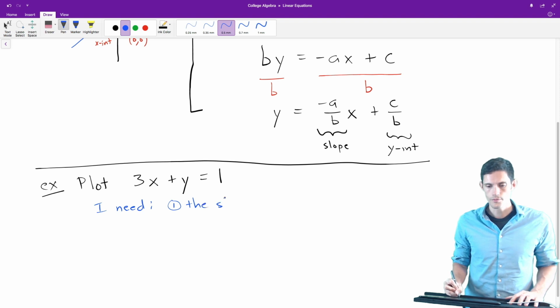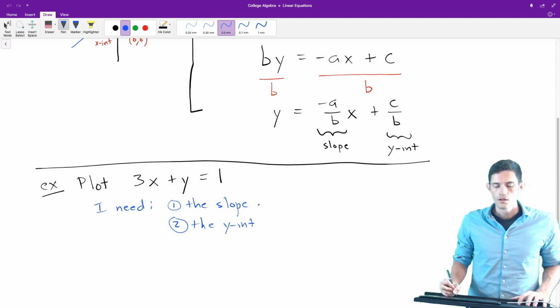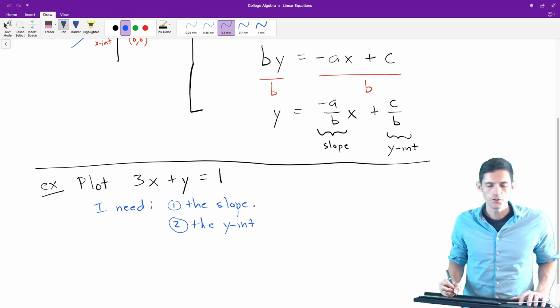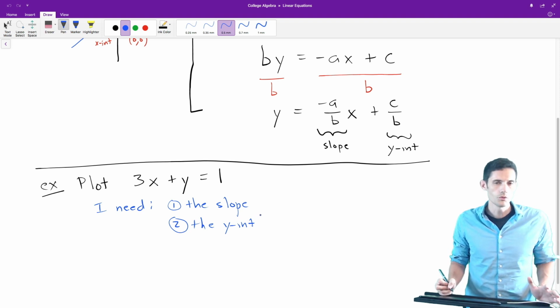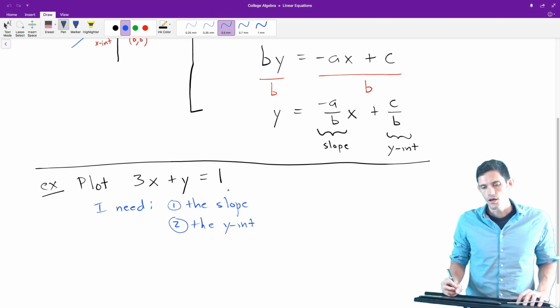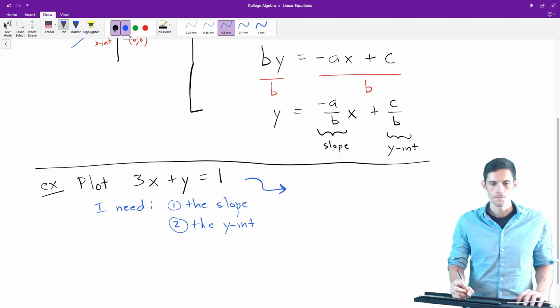The slope and the y-intercept. So an easy way to find the slope is if it were written in the form y equals mx plus b, then it would just be m. I don't have that immediately, but it's not that hard to get.